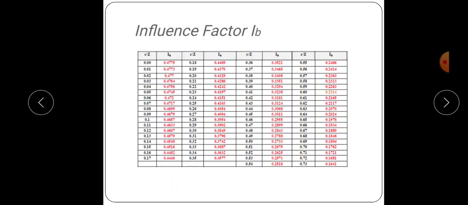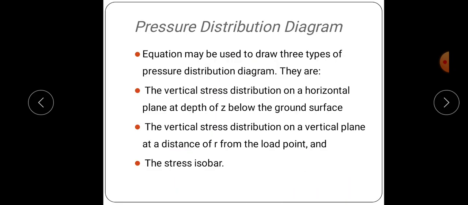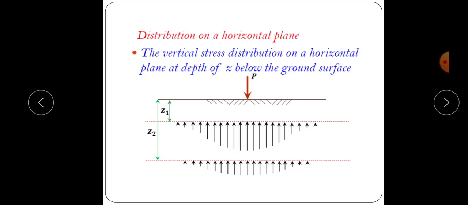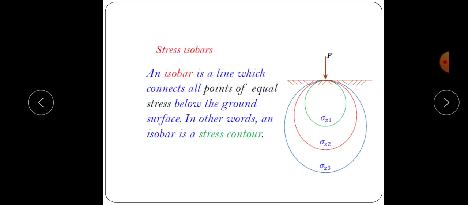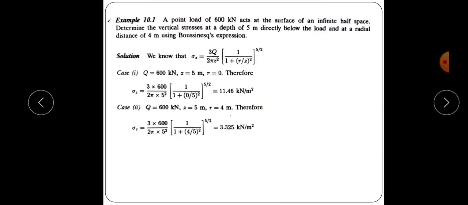There is a table indicating the variation of the influence factor with r by z. You need not study all these values. You just understand that there is a table which shows the variation of IB with r by z. By referring to this table, we can get the values for different cases. Using this chart, we have drawn the pressure distribution diagrams, that is, distribution on a horizontal plane, distribution on a vertical plane, and isobars.